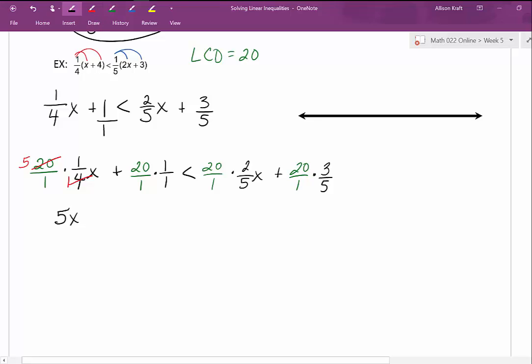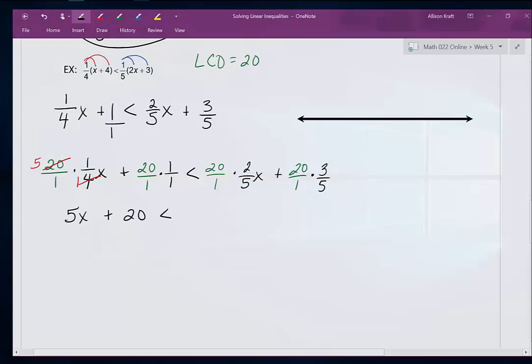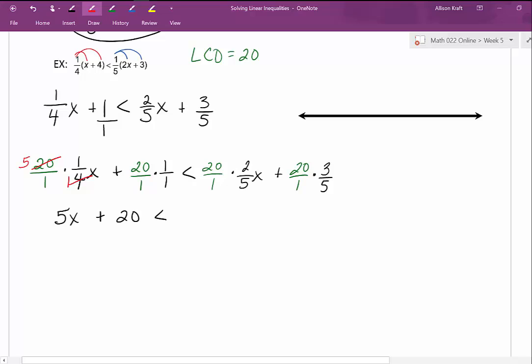In our next pair, our denominators are already 1. Nothing cancels. This becomes plus 20. Our first pair on the right side, 5 goes into 20 4 times, 5 goes into 5 1 time, multiplying straight across, I get 8x. And our last pair, 20 and 5 are both divisible by 5. 5 goes in there 4 times, 5 goes in there once, multiplying straight across, I get 12.